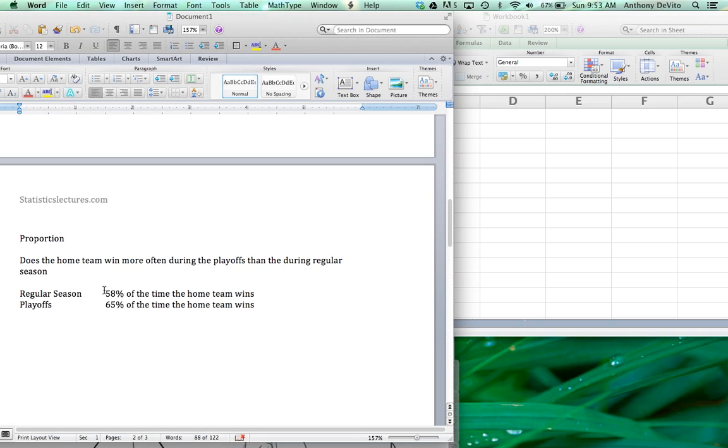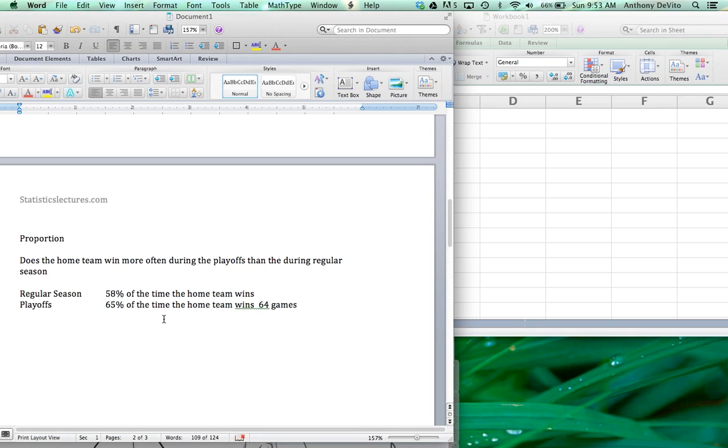And again, we have a sample, right? During the regular season, 58% of the time, the home team wins. During the playoffs, during 64 games, we found that 65% of the time the home team wins.